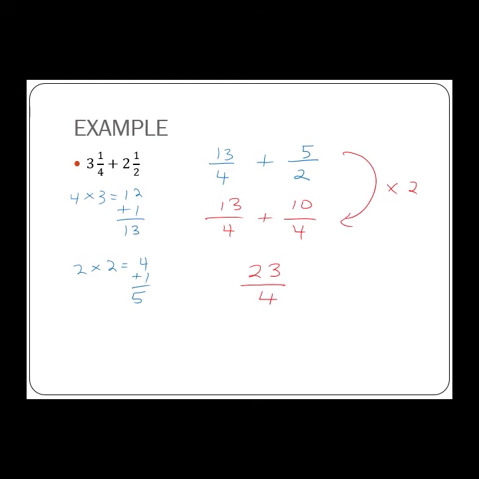Now let's put that back as a mixed fraction. 1, 2, 3, 4, 5, 6, 7, 8, 9, 10, 11, 12, 13, 14, 15, 16, 17, 18, 19, 20, 21, 22, 23. So I have 5 full sets and 3/4 left over.